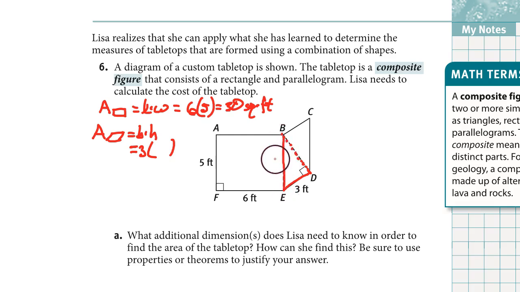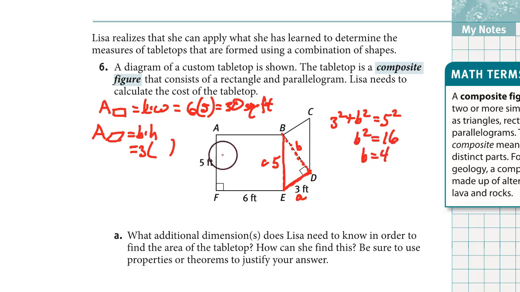This side right here is 5. This is the letter C. This across here is 3, and it's the letter A. The one that we're interested in for the height, we could call lowercase b in the Pythagorean theorem. So 3 squared plus b squared equals 5 squared. B squared equals 25 take away 9, which is 16. Therefore, b equals 4. The lowercase b in the Pythagorean theorem is what we were calling the height of the parallelogram. This is 4 in here. So this makes 12 square feet. The total area of the tabletop is 30 plus 12 equals 42 square feet. Now the company could multiply by $8.50 to find out how much to charge the customer.